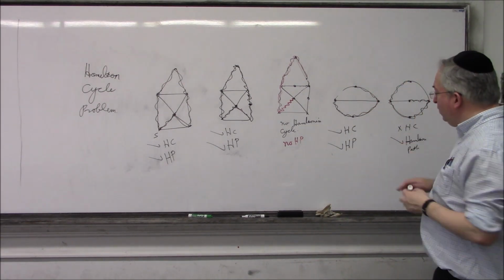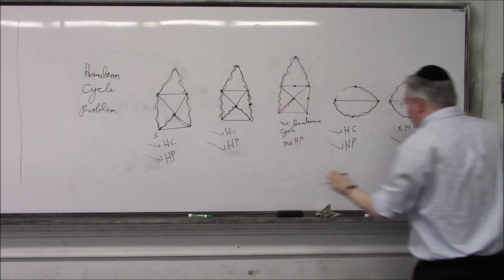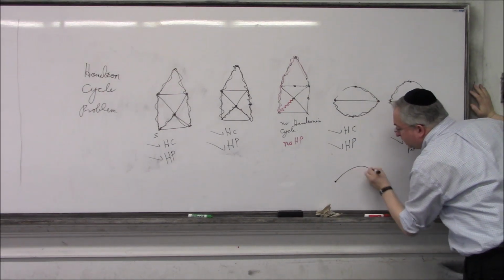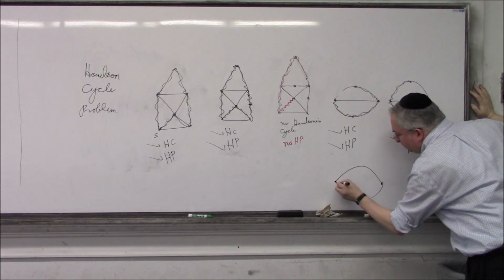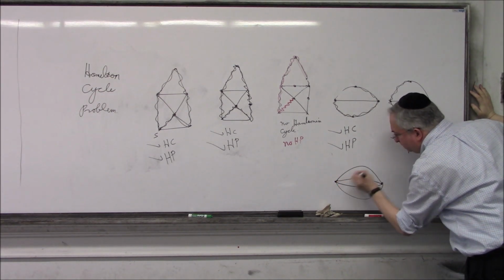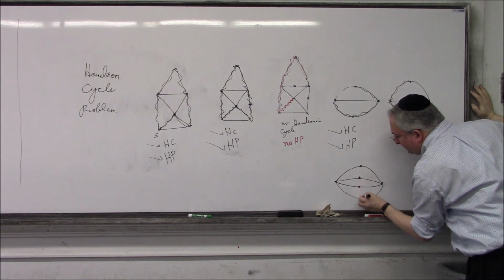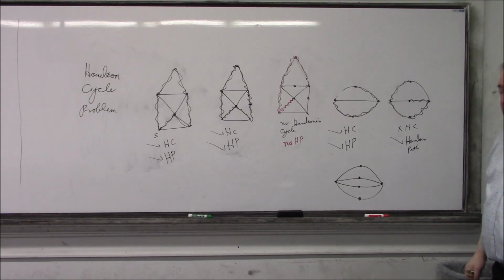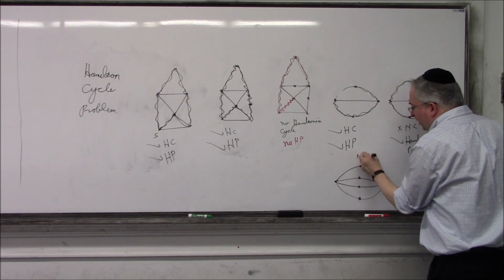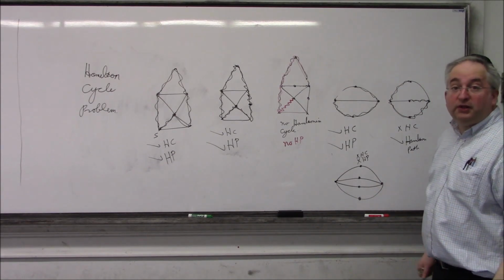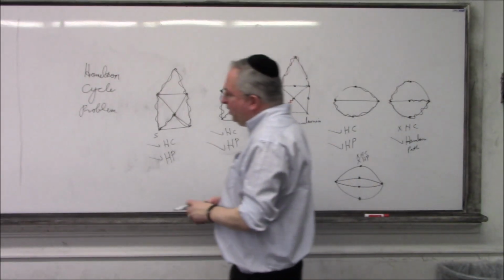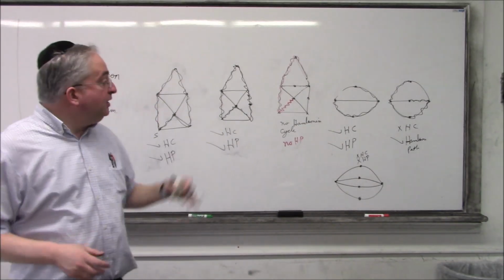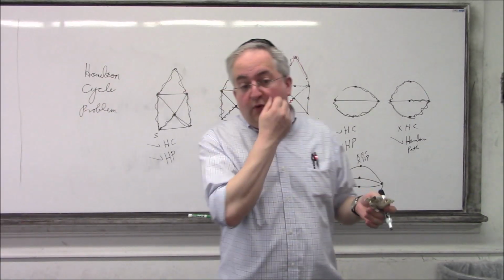Okay, let's just do one more of this type. I like these. How about this? Hamiltonian cycle? No. How about a Hamiltonian path? Anyways, no Hamiltonian cycle, no Hamiltonian path. It doesn't. You could try all you want. So this is the Hamiltonian cycle problem or the Hamiltonian path problem.